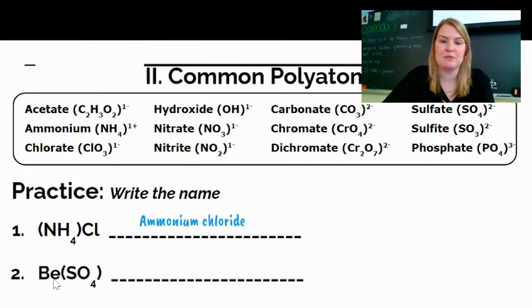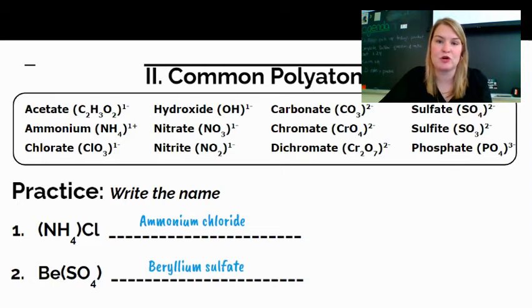And then this next one, Be, is just your regular element, so we keep its name normal, so beryllium. And then SO4 is not a monatomic, it's polyatomic. So remember, keep in mind we've got an SO4 and an SO3, so make sure you get the right one. So this would be beryllium sulfate. So with the polyatomic ions, you just keep the name as is, don't do any "ide" endings for the polyatomic part. But if it's one of the regular monatomic ions, then you still do the "ide" ending.